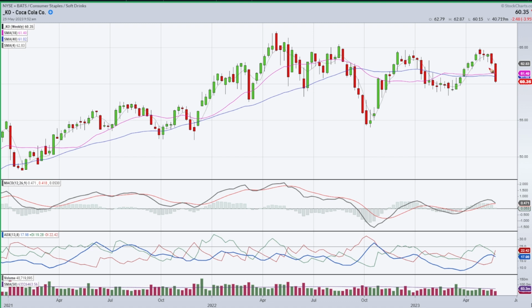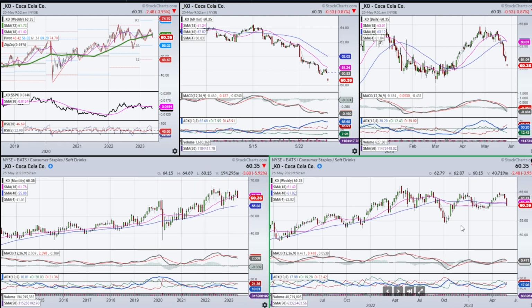But look, this is not an orderly pullback. You see the size of the bars growing? That is not what we want to find. We actually want the opposite. We want the size of the bars to be shrinking. And then we can see that we got this violent move to the downside and the ADX is actually climbing here. So this is a no-go for me.